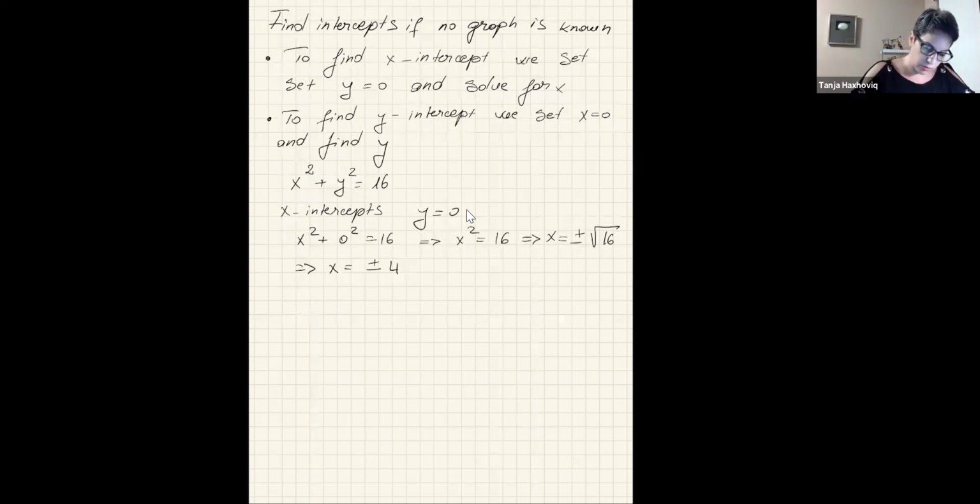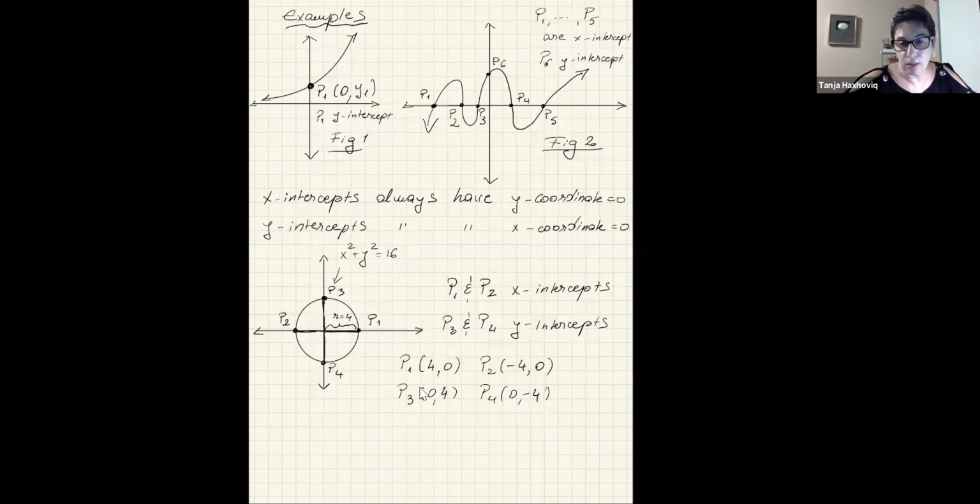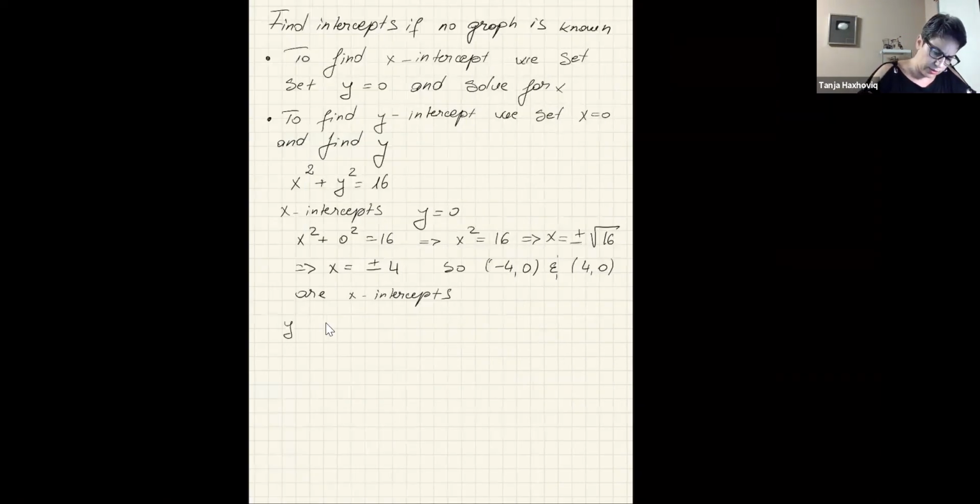So the points minus 4, 0 and 4, 0 are the x-intercepts. And that corresponds with what we got before. These are the points that we got before just by looking at the graph and knowing that the radius is 4.